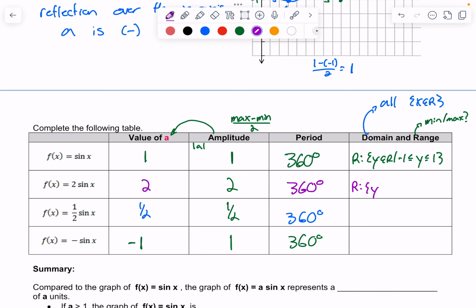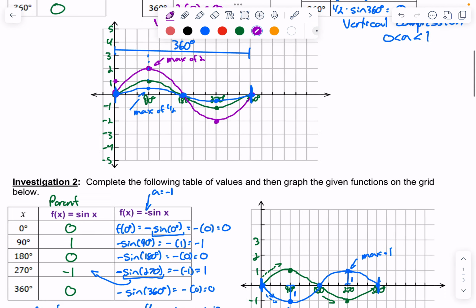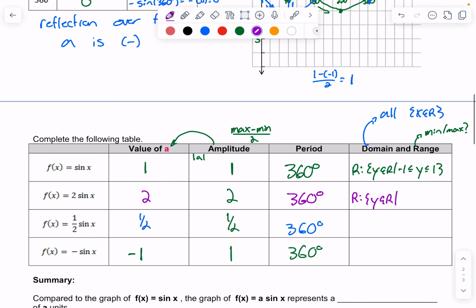Your range, what is your minimum? Well, you're all the way down here at a minimum of -2, and you have this max of 2. So you are between -2 and 2.